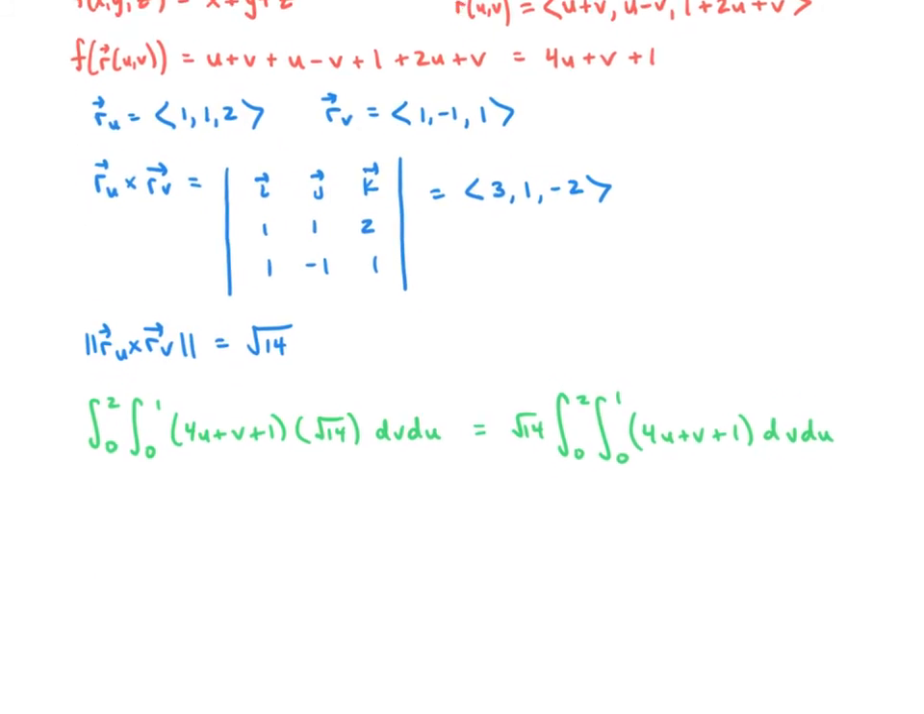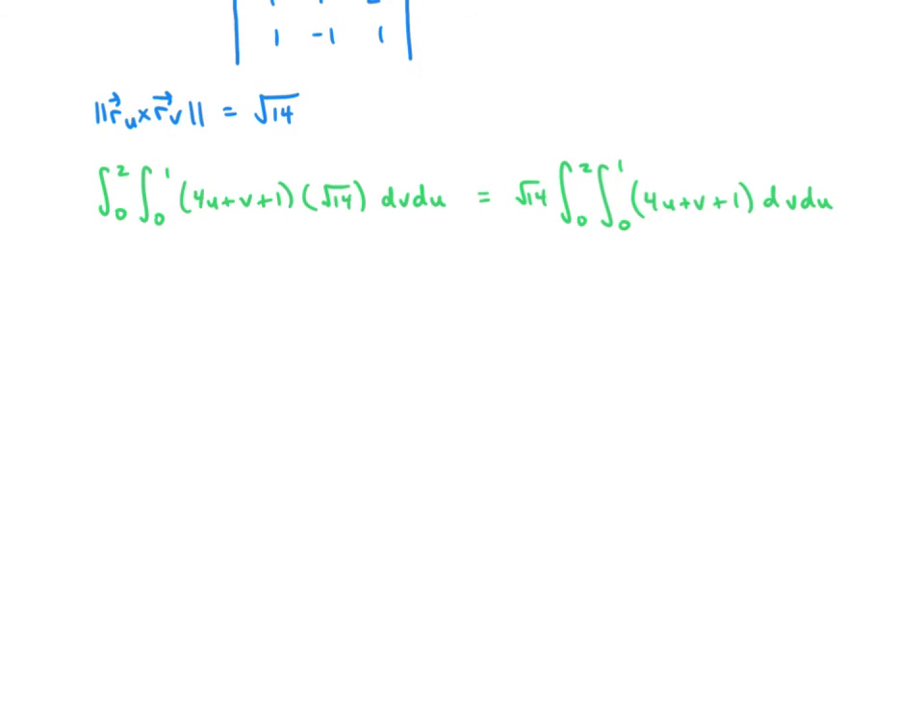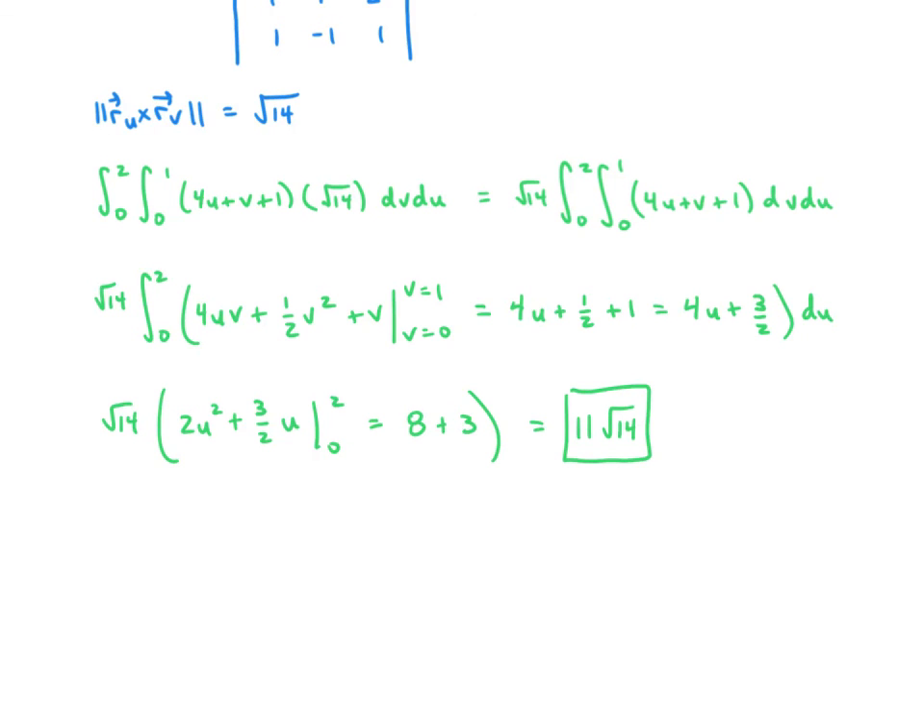And then from here, we're just doing old stuff from chapter 12. We're going to do the antiderivative and then figure out what this value is. So I'll do this work and then come back. Okay, so here's the antiderivatives and all the rest of our work there. And so this particular surface integral is equal to 11 square root of 14.